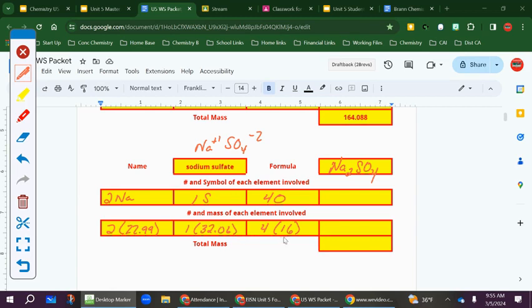So when we add these all up, ladies and gentlemen, we will get the grams in 1 mole of sodium sulfate. So now would be a good time for you to take out those fancy calculators that you have, or come over here and grab one of mine and get some calculating done.